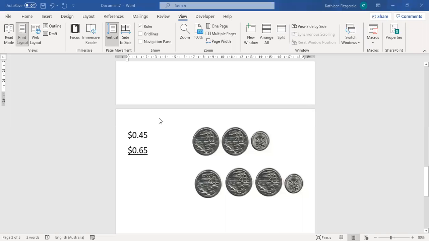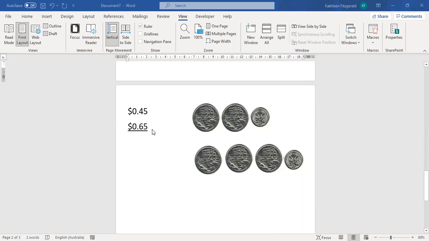Back to the same one I had before. Okay, so here's our problem. We had the orange at 45 cents and the apple at 65 cents. There's lots of different ways I could have used coins for this, but I've used a simple way of just the 2 20s and a 5 and the 3 20s and a 5.